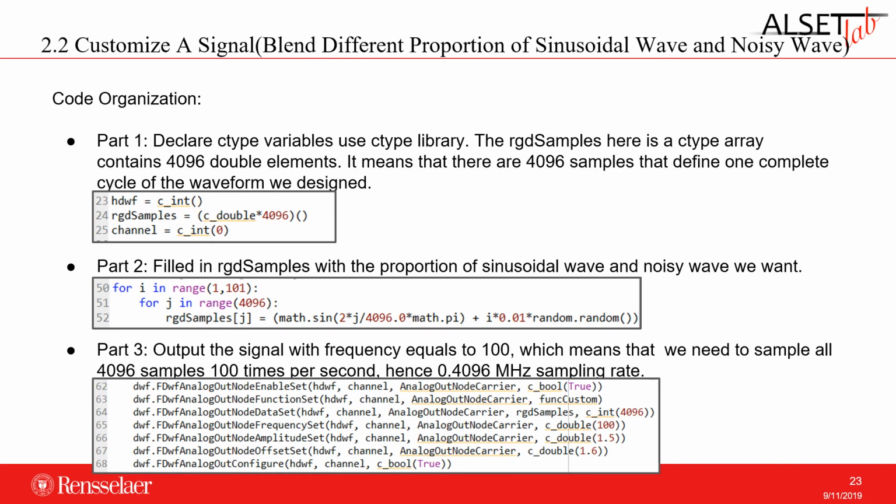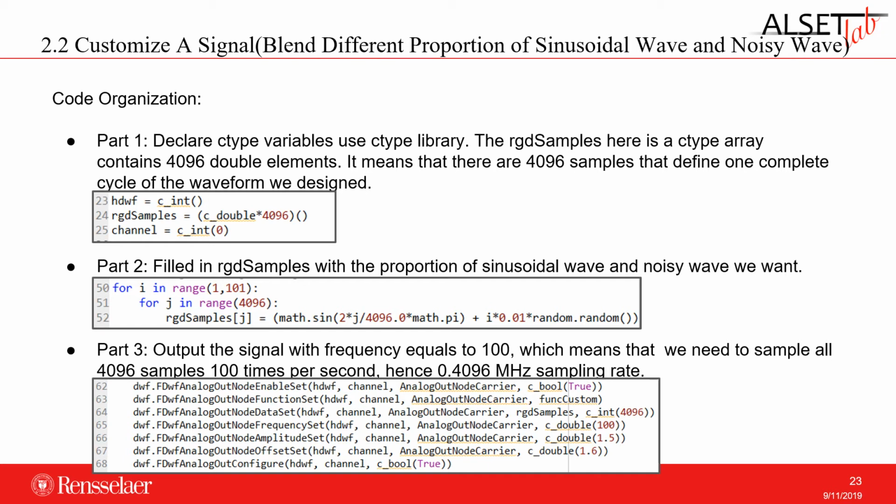So this is the code organization I use to customize the signals. For the first part, we just declare 3 C-type variables using the ctypes library. The RGB samples here is a C-type array containing 4096 double elements, and it means that there are 4096 samples that define one complete cycle of the waveform we design.